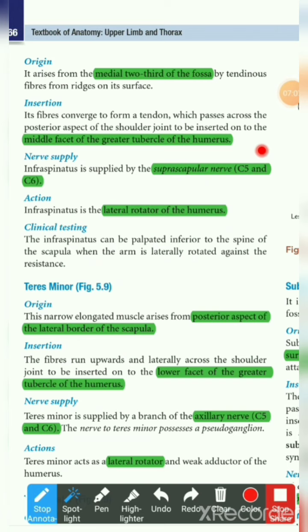Next muscle, there is the infraspinatus muscle. It arises from the medial two-third of the infraspinous fossa on the posterior surface of the scapula, and it is inserted just posterior to the supraspinatus. So that is the medial facet of the greater tubercle of the humerus. And nerve supply is the same as the supraspinatus. This is a suprascapular nerve. C5 and C6 is the root value, and action is the lateral rotation of the humerus.